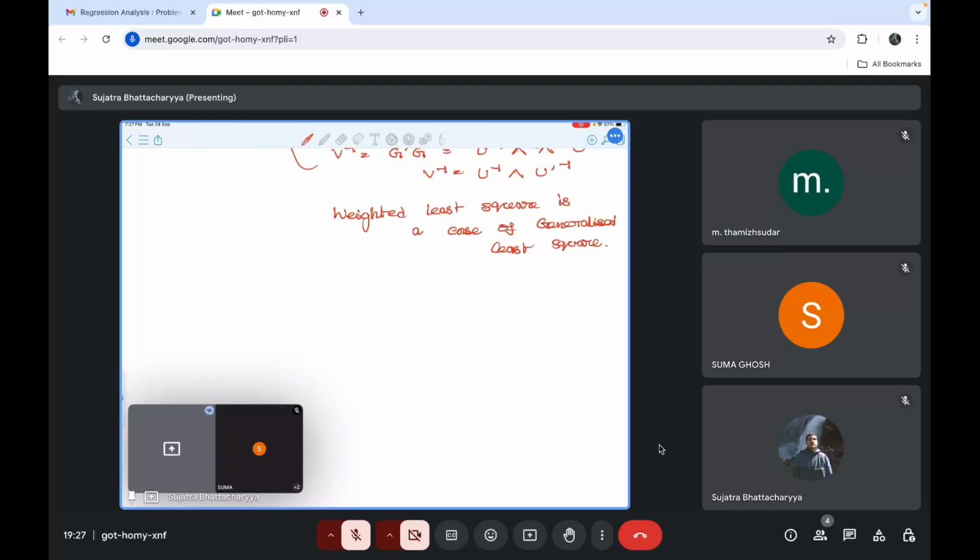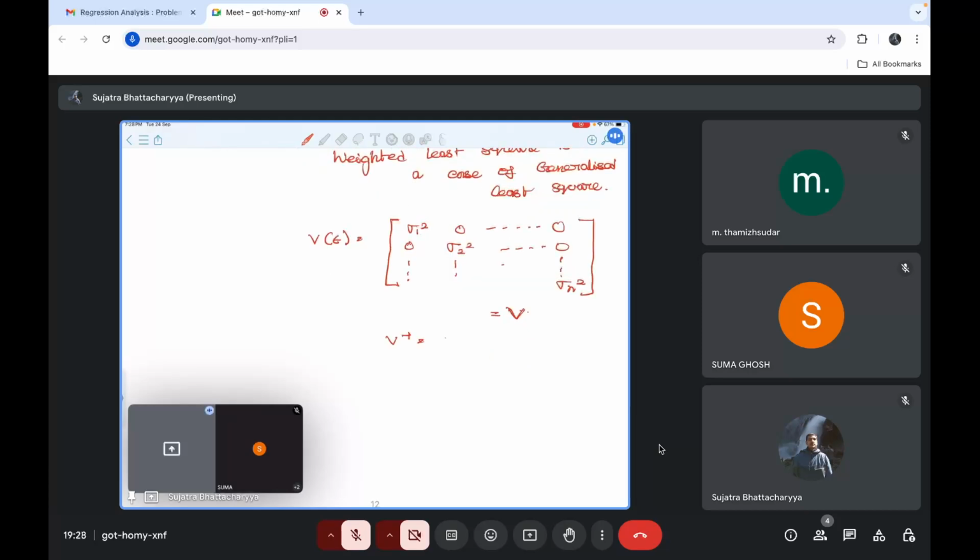Okay, now suppose your variance of epsilon is like this: sigma 1 square, 0, and so on up to 0; 0, sigma 2 square, 0, and so on. This will be sigma n square. Okay. Suppose this is equal to V. Now we know that V inverse is equal to G prime G. Can we choose therefore G is equal to V to the power minus half? Just look into it. G is this, G prime will be the same, V minus half, so it will be V inverse. Okay. So this is a particular choice of G.